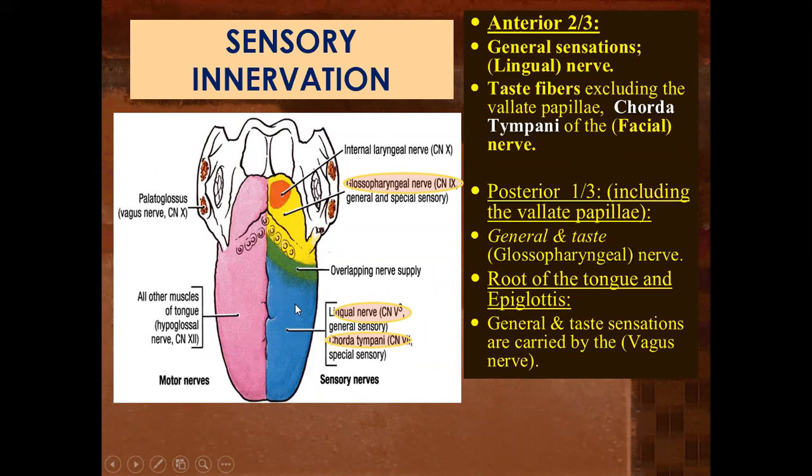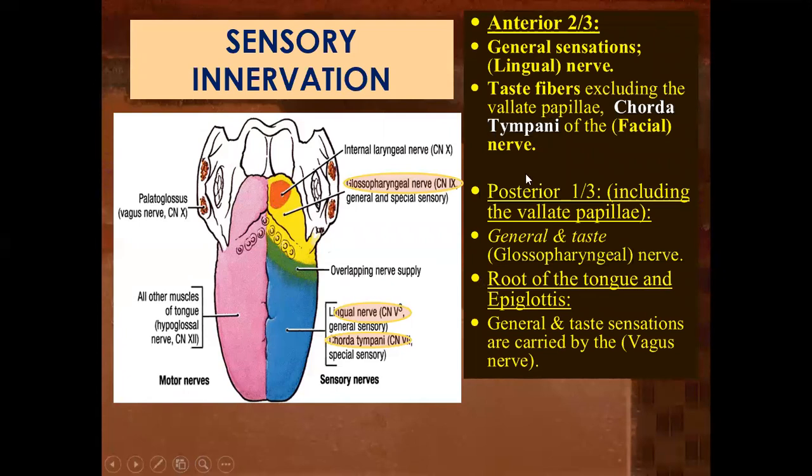So the anterior two-thirds of the tongue is supplied by the lingual nerve. General sensation is by the lingual nerve. But the taste sensation, which is very important, is from the chorda tympani nerve, of the facial nerve. So the taste fibers, excluding the vallate papillae, are all supplied by the chorda tympani of the facial nerve. So the taste sensation is mainly by the chorda tympani, and the general sensation of the tongue is by the lingual nerve. This is for the anterior two-thirds.